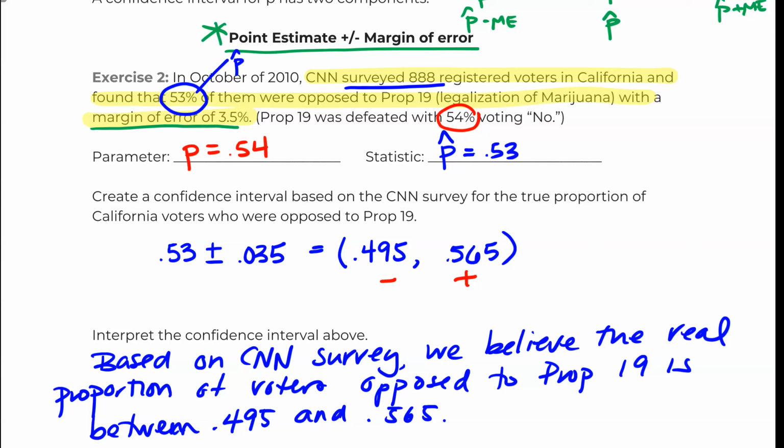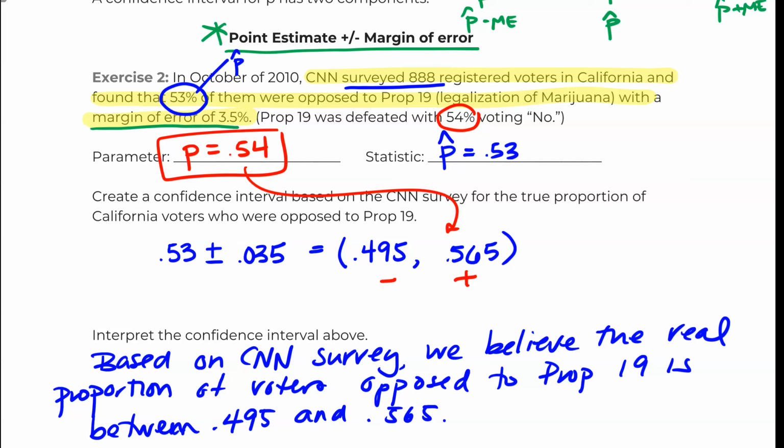So there are two questions we could then ask ourselves, right? This actually has a lot of meat on it, which is why I chose this particular problem. One is, did CNN do a good job? And in some ways they did. We can see the real value is 54, which is within this range of values they thought it would be. So they did good. They caught the real P. That's the whole point of a confidence interval. It's sort of this attempt to catch this real value.